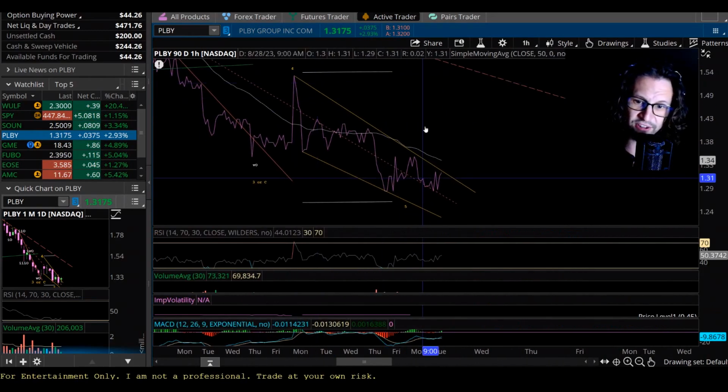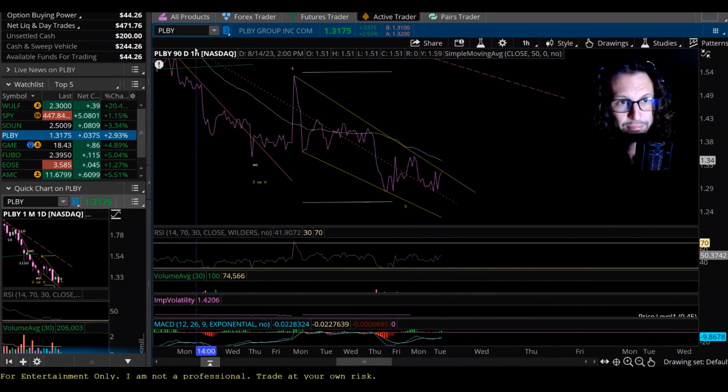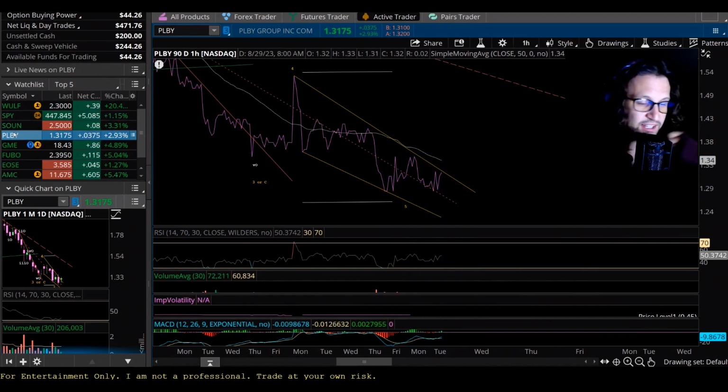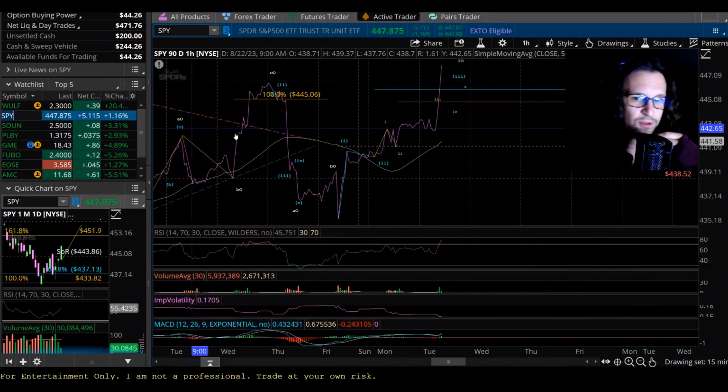So it looks like we've completed wave 5 here. This is good, looking good. Waiting for that breakout still. Okay, that's Playboy and AMC and GameStop. Let's go to SPY next.